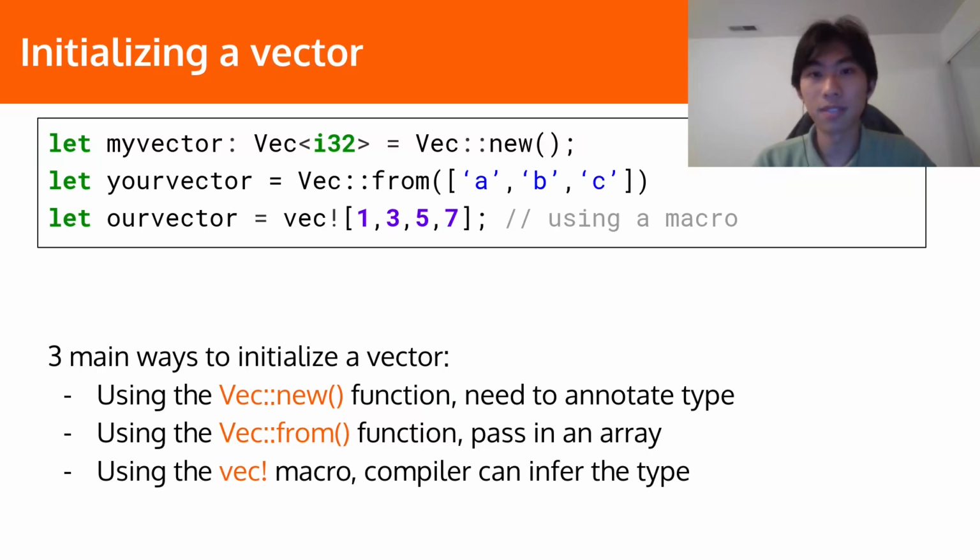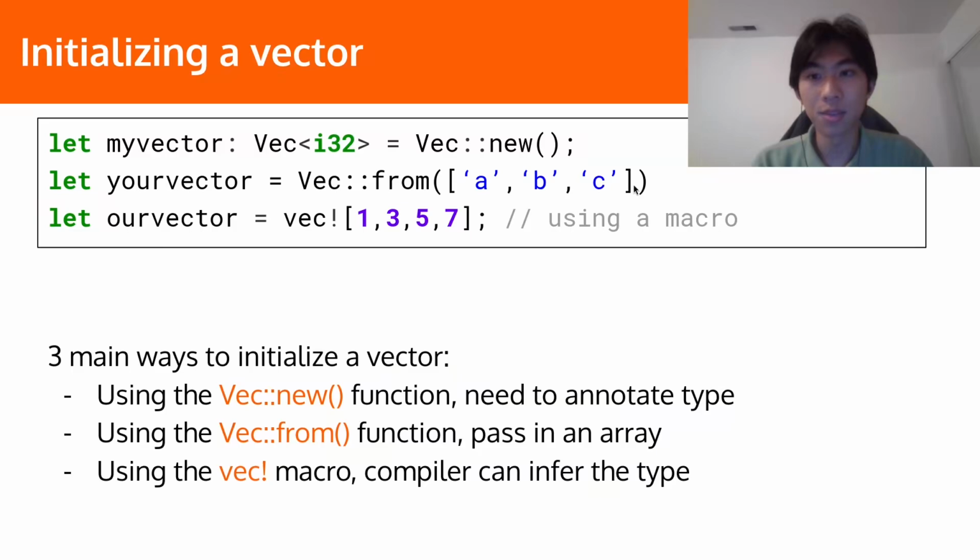In order to initialize a vector, we have 3 main ways. One is to use Vec::new, which creates a completely empty vector. However, because the vector is empty, the compiler does not know what type the vector is supposed to hold. And we must explicitly provide this type annotation, telling it that this vector is supposed to hold i32s in this case.